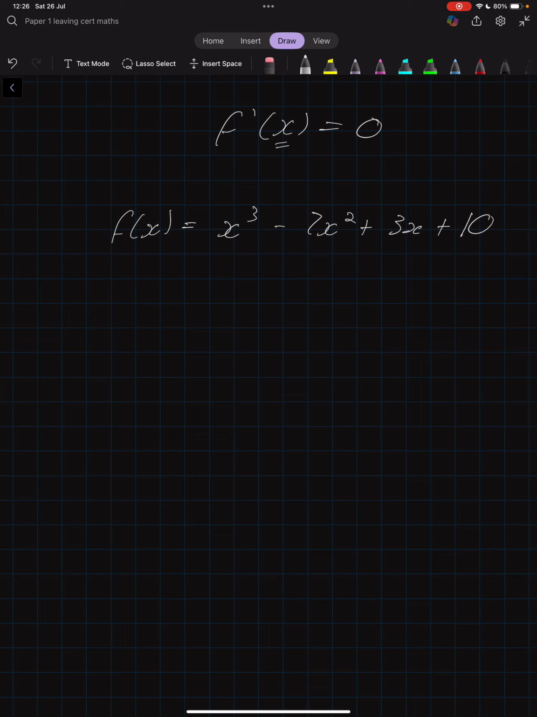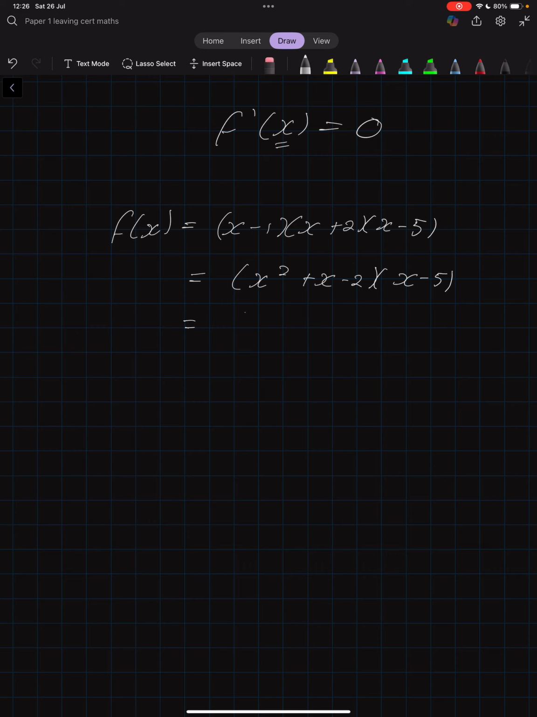Actually, no, sorry. I'm going to redo this. I probably should have had this prepared, but oh well. If I do this, I get x squared plus x minus 2. So x cubed plus x squared minus 4x squared minus 2x minus 5x, so minus 7x plus 10.